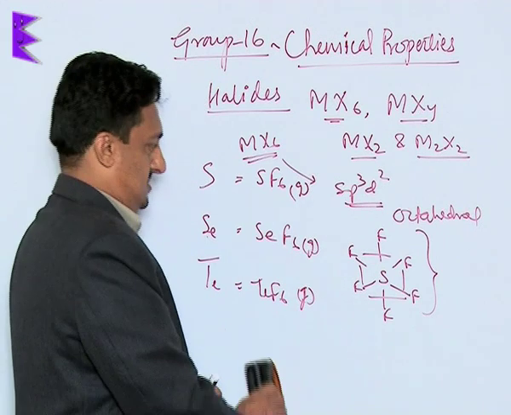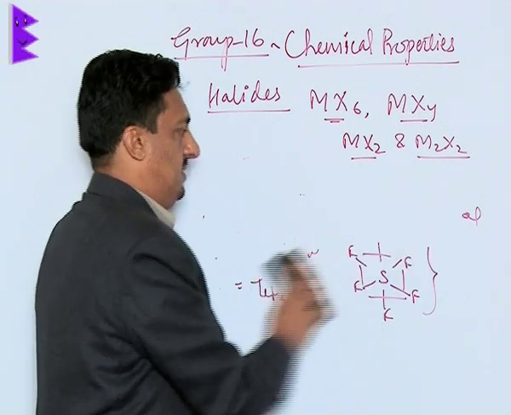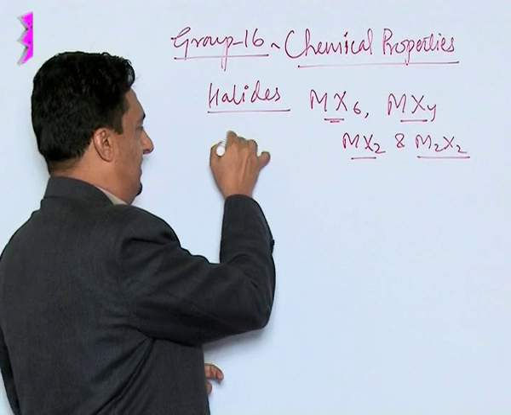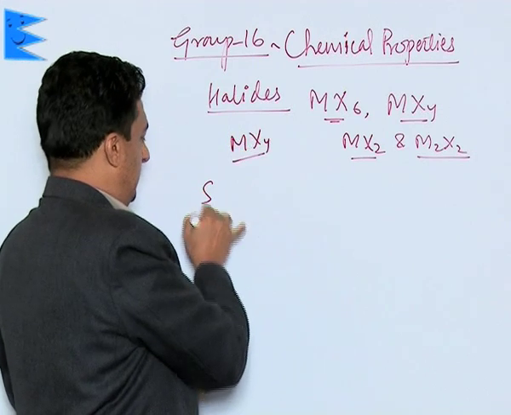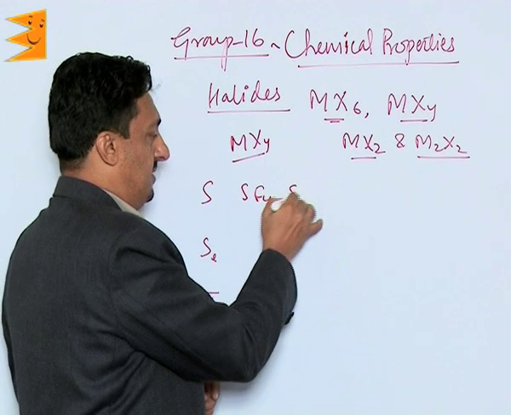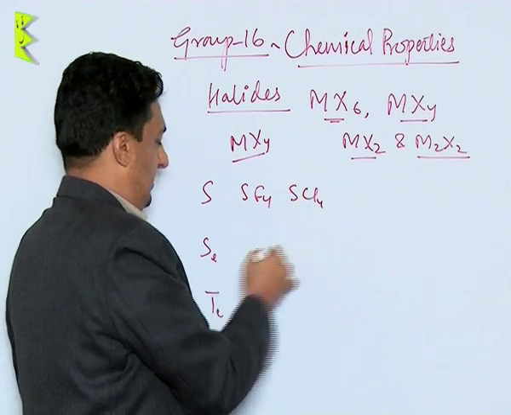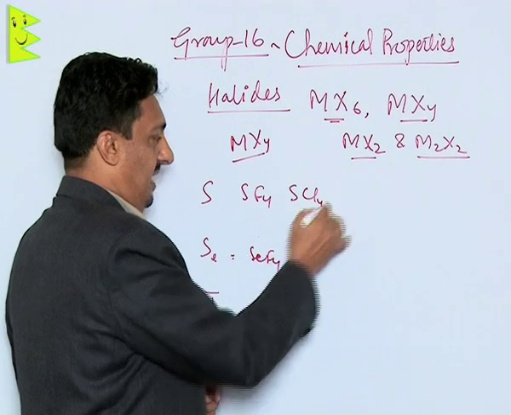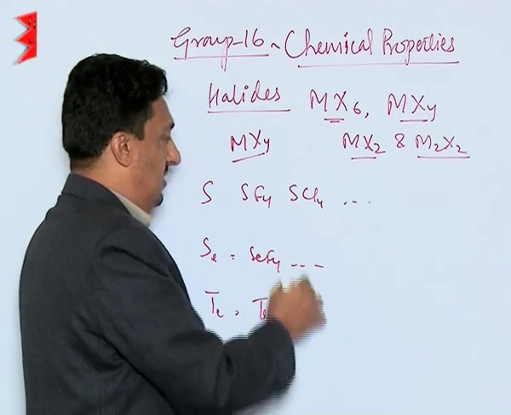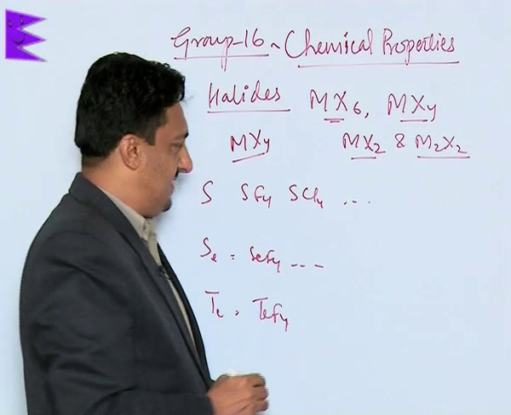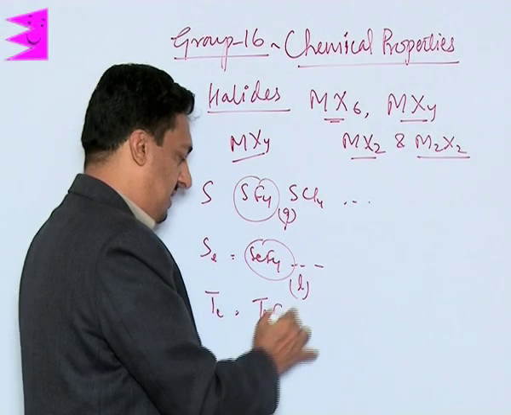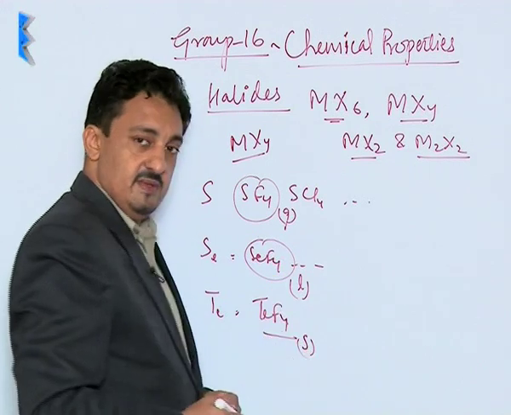Now let us discuss MX4. With this formula, we have sulfur tetrafluoride, sulfur tetrachloride, selenium tetrafluoride, etc., and TeF4 like this. Now, what you need to understand is that SF4 is a gaseous substance, SeF4 is liquid, whereas TeF4 is solid.